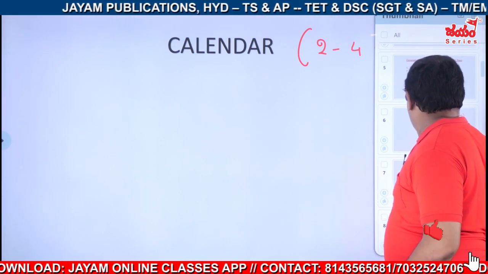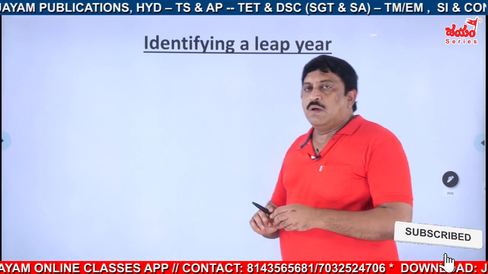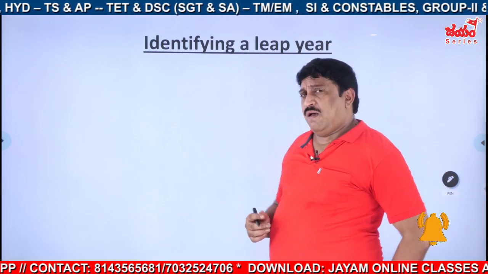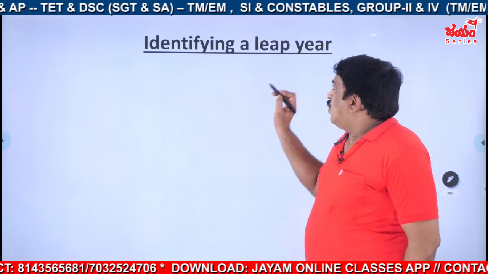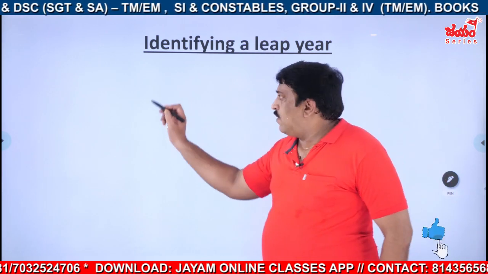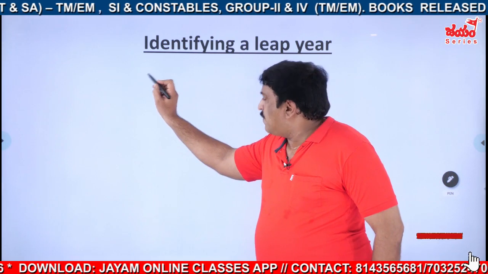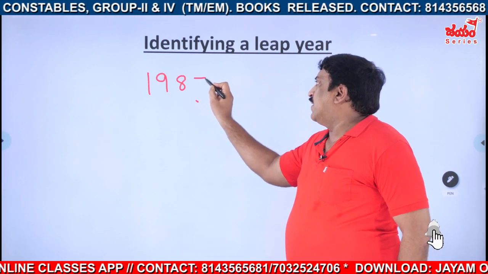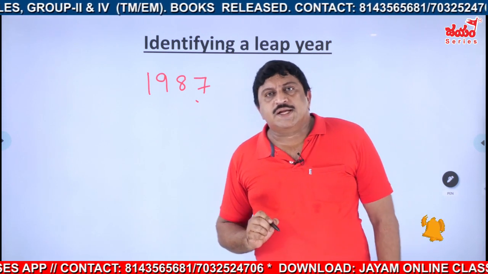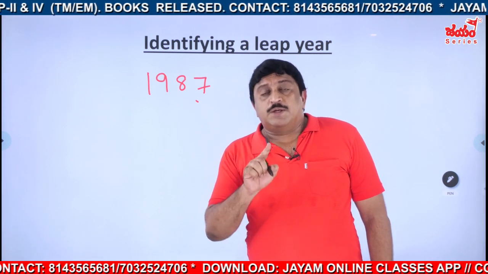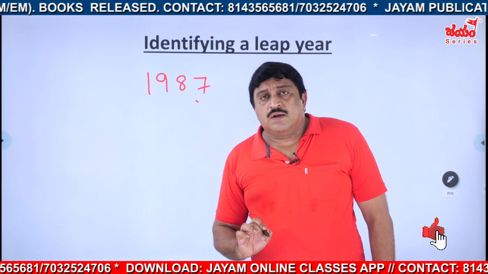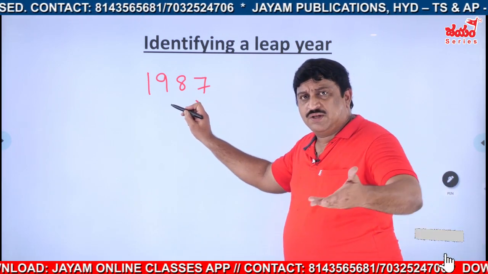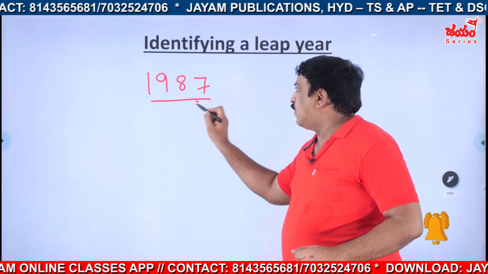Identifying a leap year. Generally, to identify a leap year, let us take one example and discuss. 1987. Whether it is a leap year or not. It must be divisible by what? So it should be divisible by 4. Is it not? Every fourth year means definitely it should be divisible by 4.